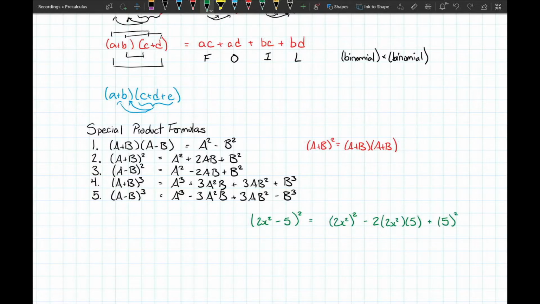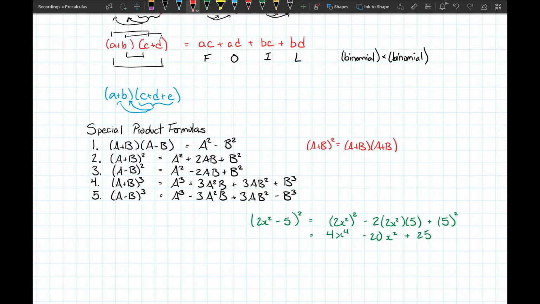That makes sense, and then you can go ahead and you can start simplifying exponents. The 2 must be squared to get 4, and x squared squared is going to be multiplying exponents, so that's x to the 4. And then you're going to have to multiply coefficients here. A negative 2 times a 2 times a 5 is negative 20, x squared, and then 5 squared is 25. So it's a little bit of tidying up at the end after you've applied the special product formula.